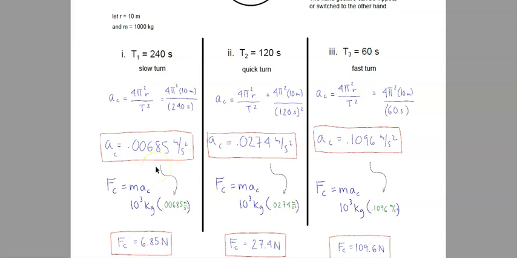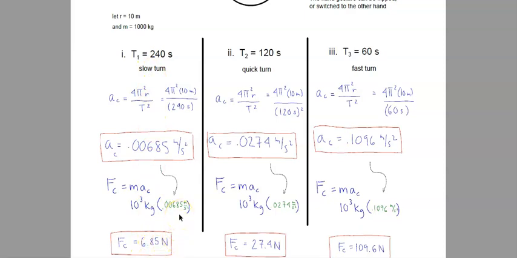Here in this problem, we're going to start with the centripetal acceleration, 4 pi squared r over t squared, and we're going to insert a 10-meter radius and a 240 second time, and we're going to square that in the denominator, t squared. When we do the math, we get 0.00685 meters per second squared. If we take the mass of this car, which is 1,000 kilograms, and multiply it by the acceleration we just calculated, we have 6.85 newtons. So a very slow turn requires a very small force.